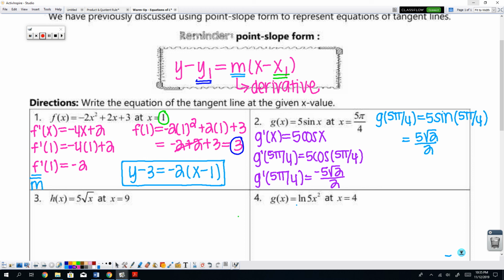So now we can write our equation. Oh, I already used purple there. So it's going to go y minus 5 root 2 over 2 equals, now our slope was negative 5 root 2 over 2 times x minus, my x value is 5 pi over 4. Now that's not the prettiest equation I've ever seen, but it's definitely not the worst.